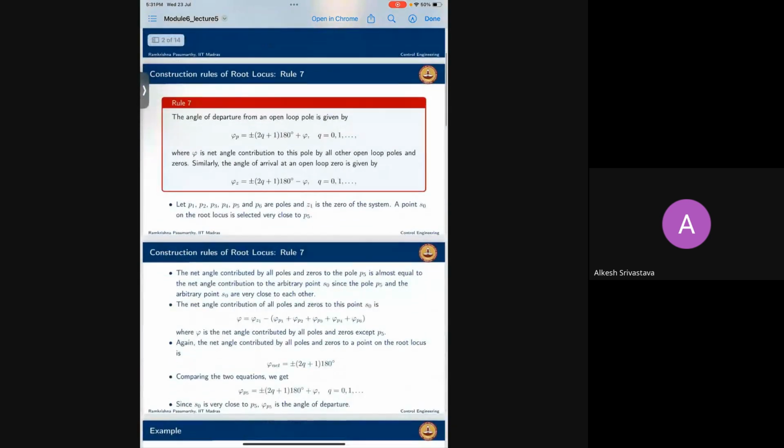Okay. Rule 7 is, right. So far, you know asymptotes. Asymptotes will tell you what angle the root locus will travel, and the centroid tells you from which point the root locus will travel. This angle of departure is similar to the asymptote. This will also give you an angle, but it will tell when it is crossing the imaginary axis.